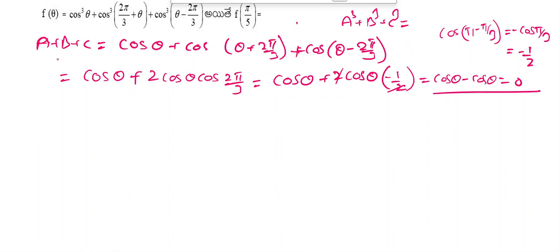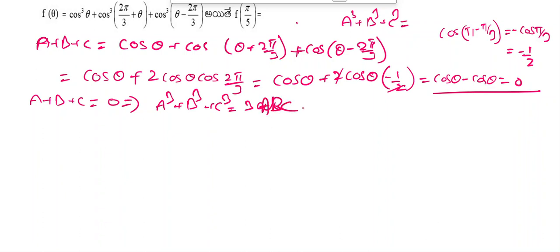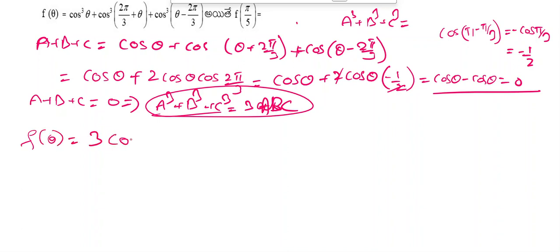That means the value a plus b plus c is equal to 0. Here a plus b plus c is equal to 0, so a cube plus b cube plus c cube is equal to 3abc. This is the formula. So f of theta is equal to 3 into abc, that is 3 cos theta cos of theta plus 2 pi by 3 into cos of theta minus 2 pi by 3.